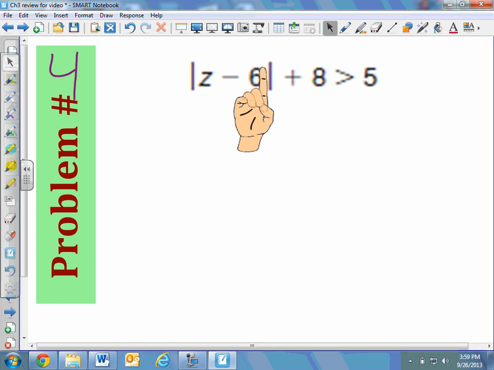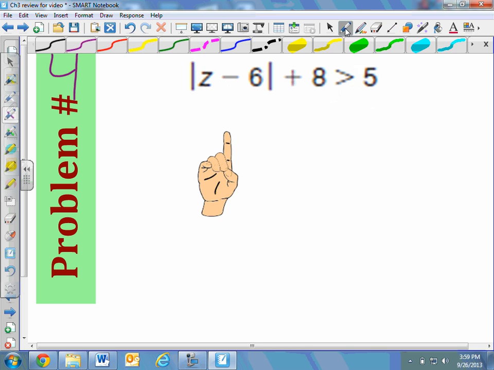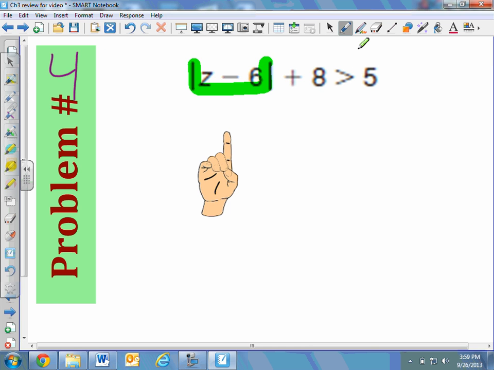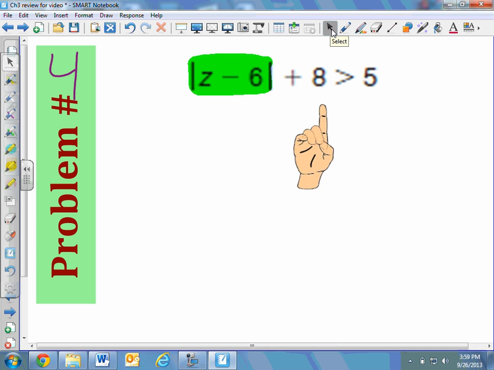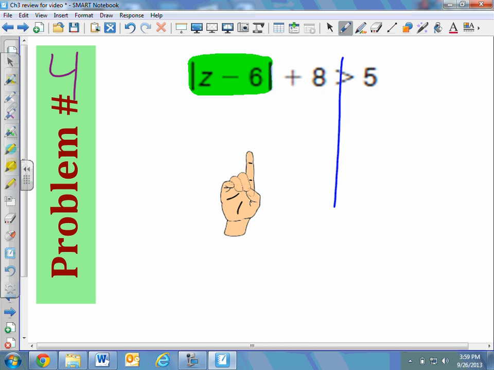Absolute value signs. Plus 8 is greater than 5. So guess what you got to do with this stuff right here before you do anything? I need you to isolate this, meaning get it by itself, please. That means that you got to get rid of this thing right here. So let's get rid of this part right here first. Line down the inequality sign. Minus 8, minus 8. Okay.